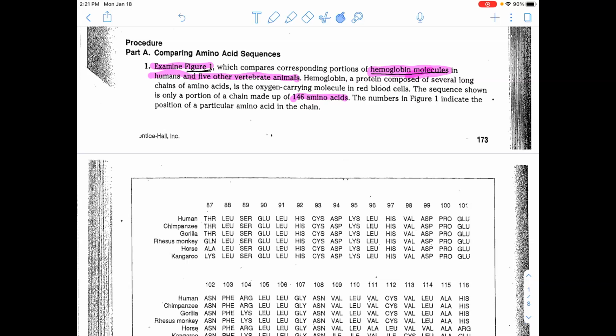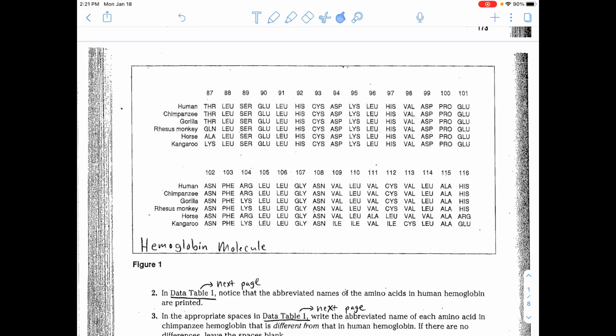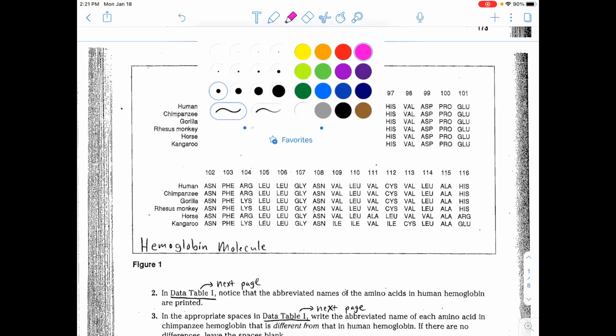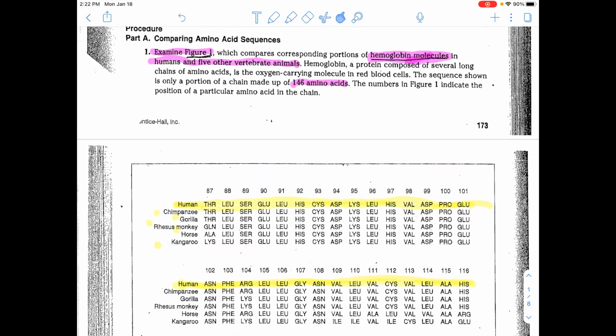That is in figure 1, which is on the next page here. You can see it goes from number 87 all the way to 101. The human's on the top row, and I'm going to highlight the human because that's us. That's probably what we're most interested in. Remember, each one of these amino acids had 3 letters of RNA that coded for it, and that came from 3 letters of DNA. The animals we're comparing it to are chimpanzee, gorilla, rhesus monkey, horse, and kangaroo. Number 1 said just look at it, so we've done that.